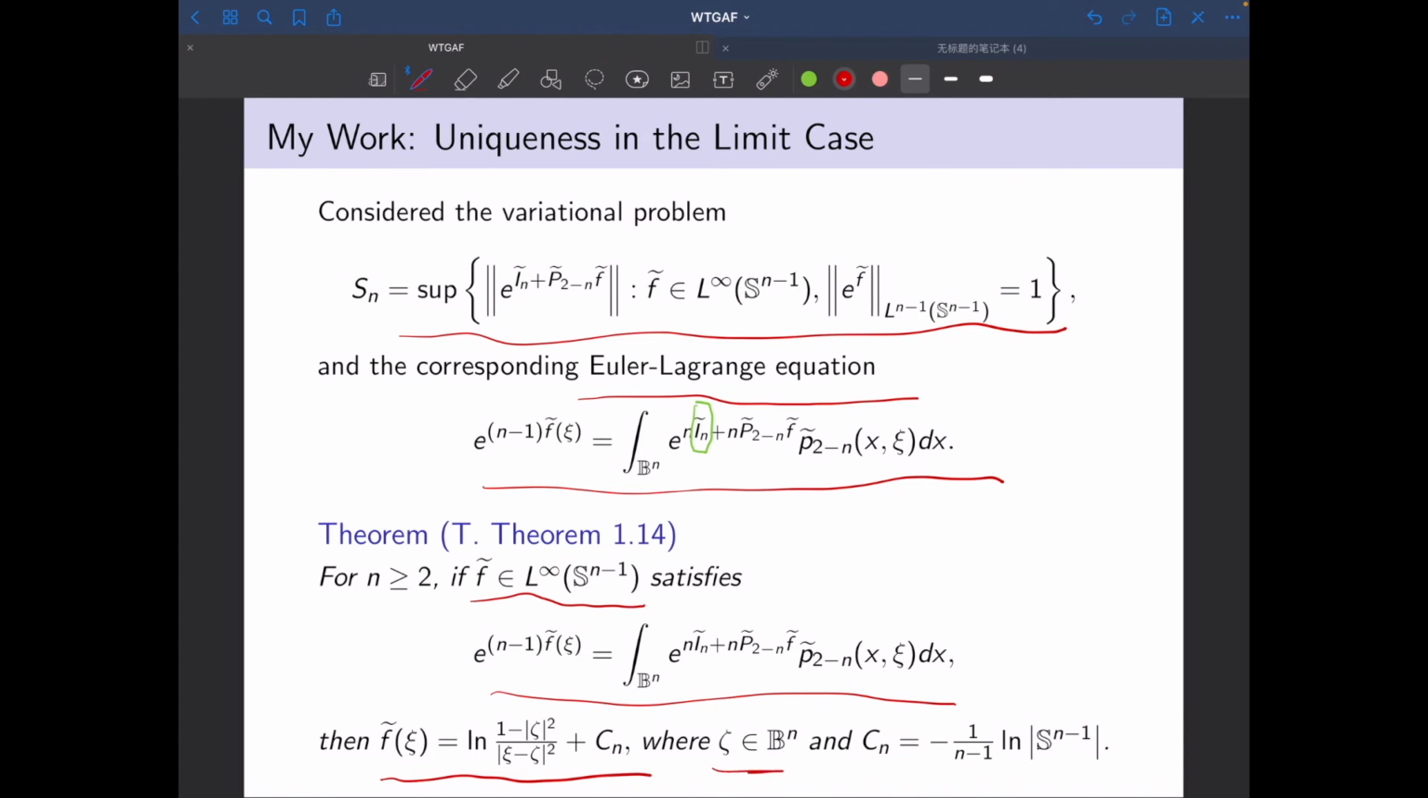Here, zeta is any point in the interior of the unit ball, but C_n has to be a fixed constant because I need to fix the norm on the boundary to get the Euler-Lagrange equation. And the proof here uses the moving sphere method. And I will talk about the proof at the end of the talk.